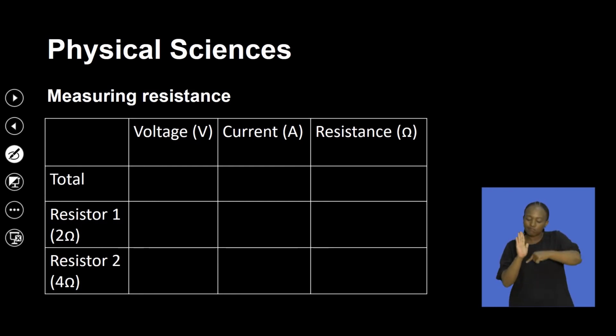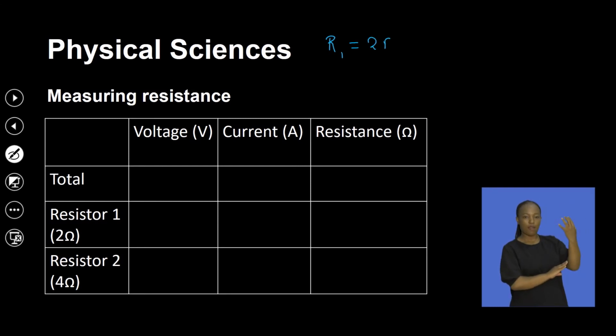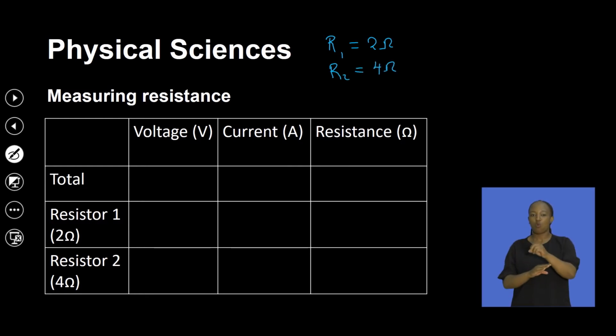And after that, we'll also determine the ratio of voltage to current, which is our resistance, for the total resistance as well as the resistance of each of the 2 resistors. Take note, R1 is light bulb 1 with a resistance of 2 ohms, while R2 is the second light bulb with a resistance of 4 ohms, which is double the resistance of R1.